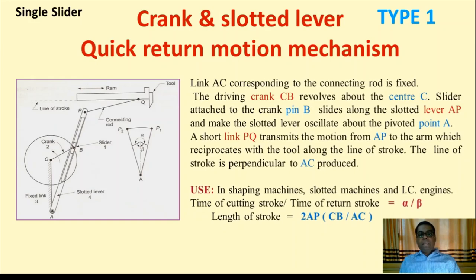Now the pin B slides along the slotted lever AP and makes the slotted lever oscillate about the pivot point A. A short link PQ transmits the motion from AP to the arm with the tool along the line of the stroke. The line of the stroke is perpendicular to AC produced.